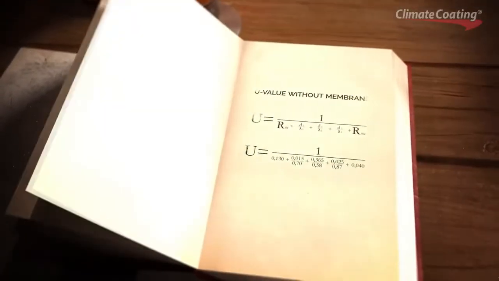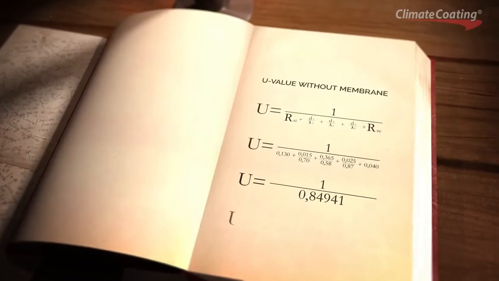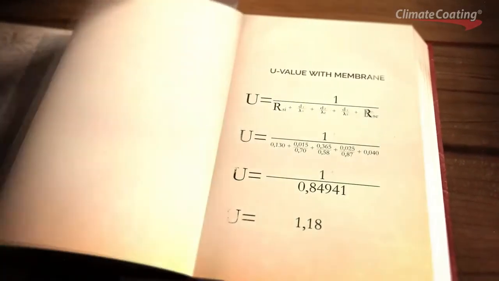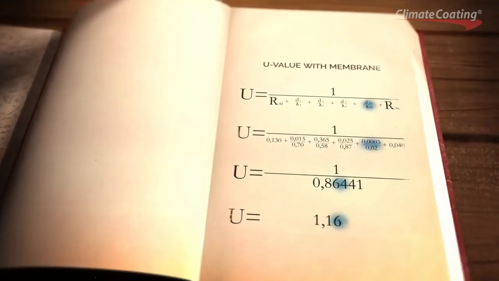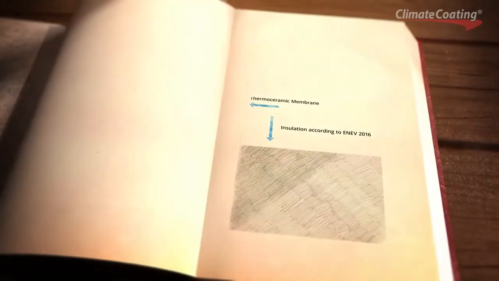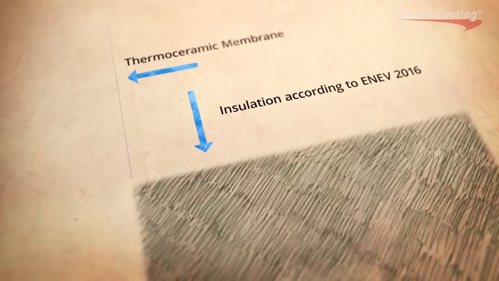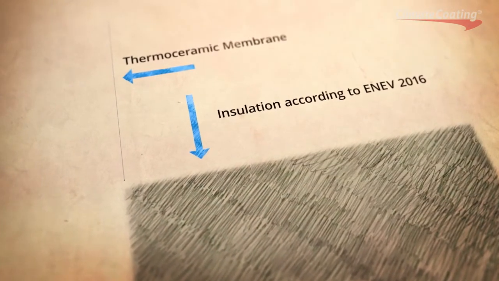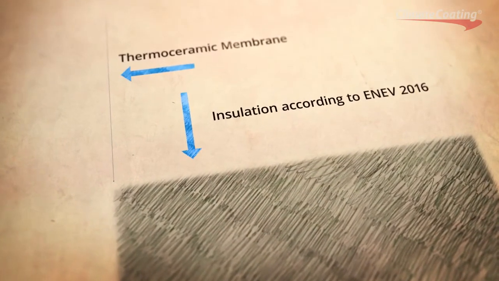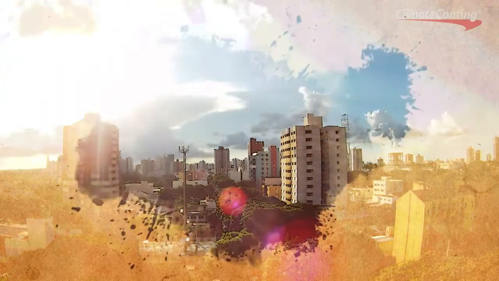Despite a seemingly non-existent U-value improvement, the thermoceramic membrane, at a thickness of just 0.3 millimeters, demonstrably 1,000th of what is required in the near future by the official energy saving guidelines, shows a proven saving result. Perhaps this answer is helpful.